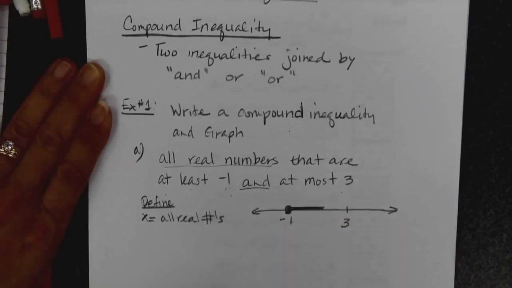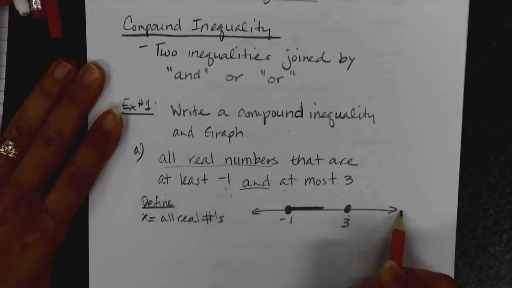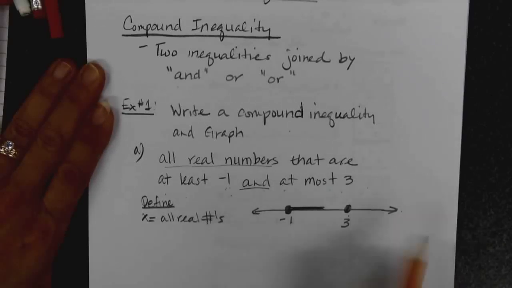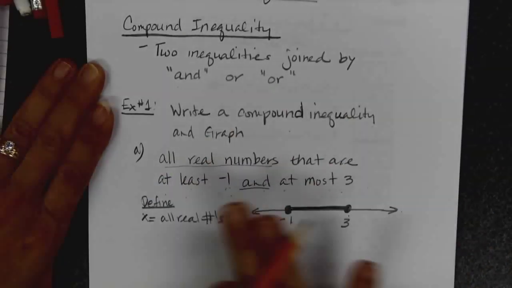But it also has to be at most 3. So a closed circle at 3, because it could be 3. Now, could it be more than 3? No, so I have to shade to the left. So this is the graph that represents all this.